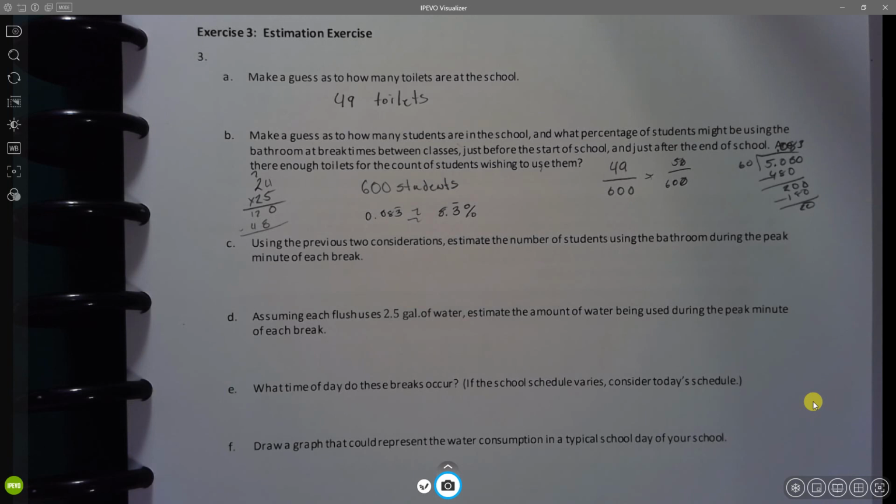So is there enough toilets for the count of students wishing to use them? I mean, given the fact that you're only looking at just before the start of school, just after the end of school, and break times in between classes, I don't think we have enough toilets to actually justify having 600 students in the building.